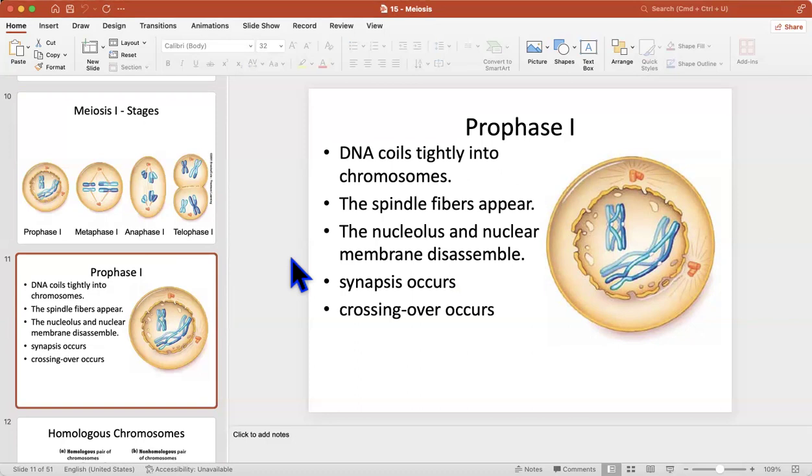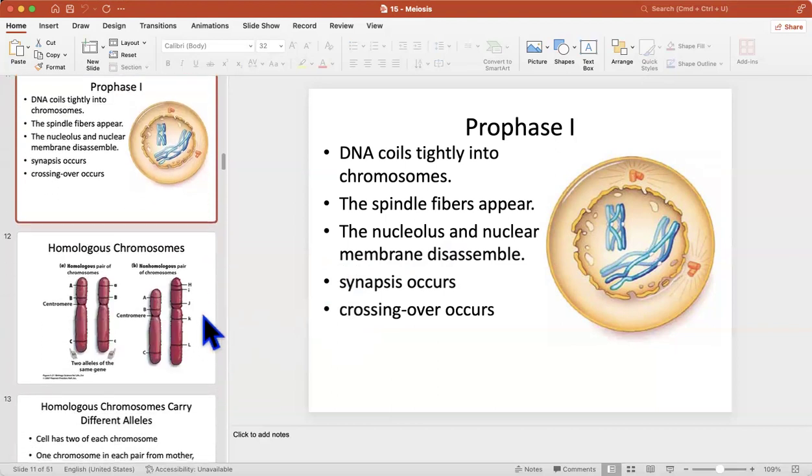Okay, so let's look at meiosis 1 first, prophase 1. In prophase 1, the DNA turns into chromosomes, so they condense. The nuclear envelope disappears and the nucleolus disappears. Then these two processes, synapsis and crossover, have the job of increasing the diversity.